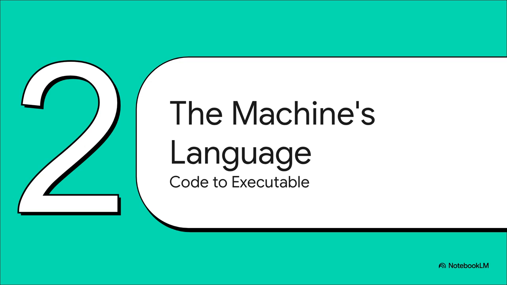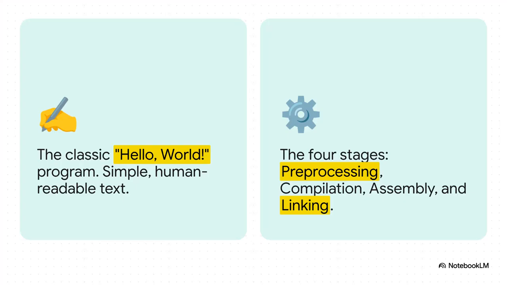But how does that actually happen? How does this powerful code, which, remember, starts as just a simple text file, turn into something the machine can actually understand and execute? Well, that process is a really fascinating journey from our human world deep into the computer. So it all kicks off with something super simple, right? Like the classic Hello World program. At this point, it's just text that you or I can read. But for a computer to get it, that text has to go on a journey through 4 really crucial stages: pre-processing, compilation, assembly, and linking.